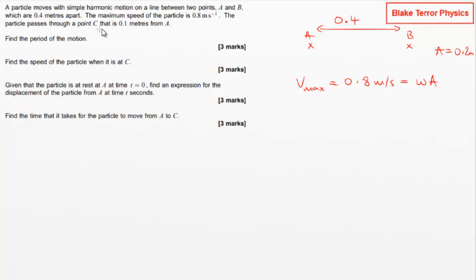The particle passes through a point C, 0.1 meters from A. That's that C, and this is 0.1 meters. Okay, so that's everything there. Find the period of the motion.